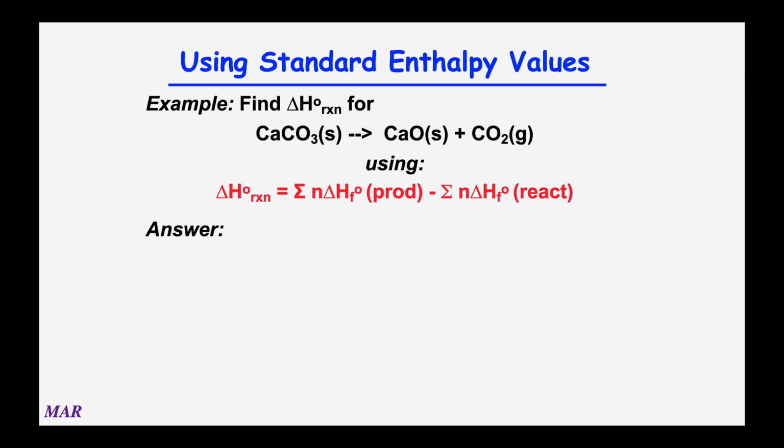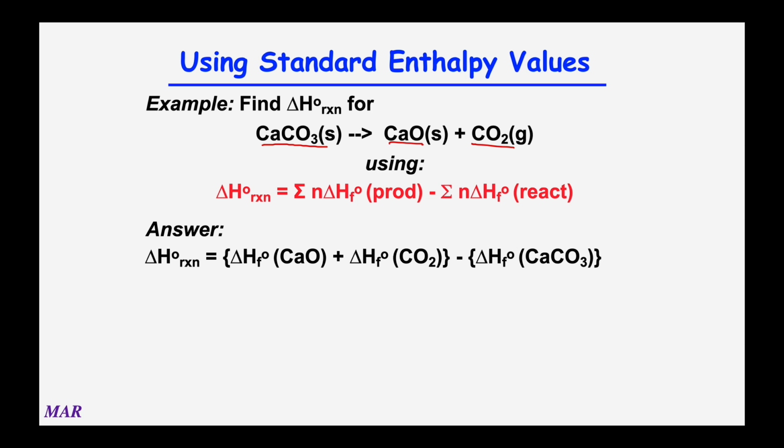Here's an example. Let's figure out delta H of reaction for calcium carbonate going to calcium oxide plus CO2. And remember, it's the sum of all the products minus the sum of all the reactants. So we're going to have to look up delta H formation values for calcium carbonate, calcium oxide, and CO2 gas. These will be in the table at the end of problem set 5, or you can look them up in your book. I don't know what those numbers are off the top of my head, but what this says is that it's the delta H's of all the products minus the delta H of the reactant, okay?